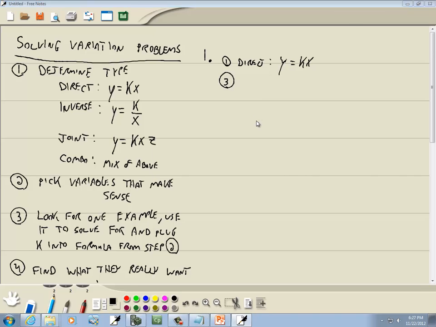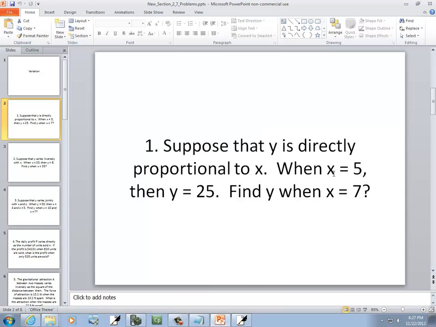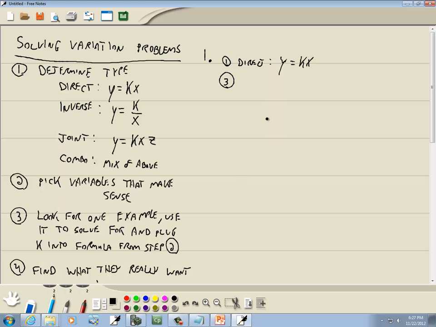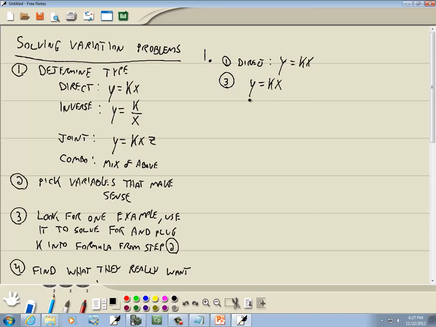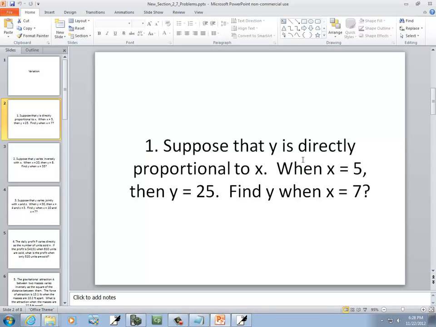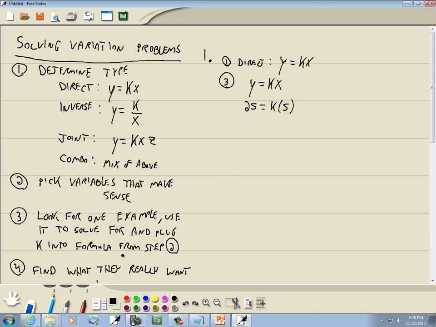Step 3, look for one example. When x is equal to 5, then y is equal to 25. That's our one example. So, we got y is equal to kx, and they say when x is equal to 5, y is 25. So put 25 in for the y, and put 5 in for the x. And it says then use it to solve for k.